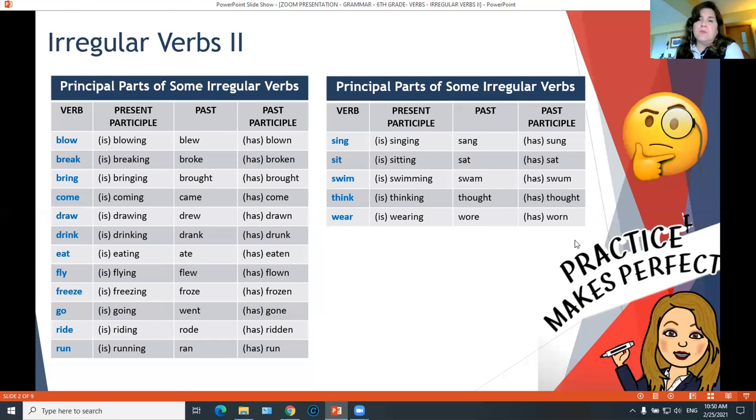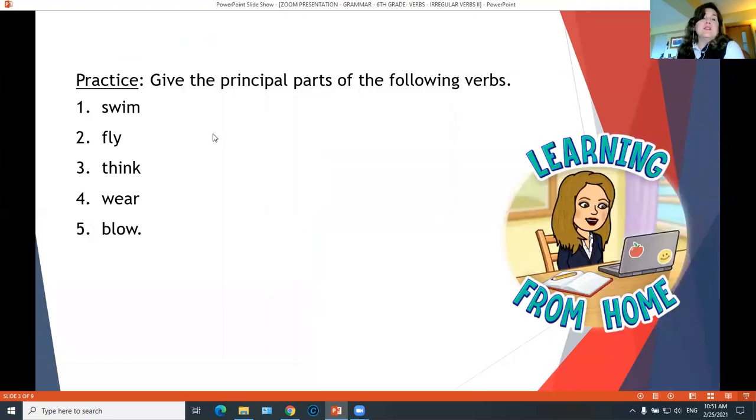So as I said before, practice makes perfect. So you need to practice them and memorize them. But if you practice them a lot, you will be memorizing them with no effort. So practice, practice, practice. Let's practice. So give the principal parts of the following verbs.